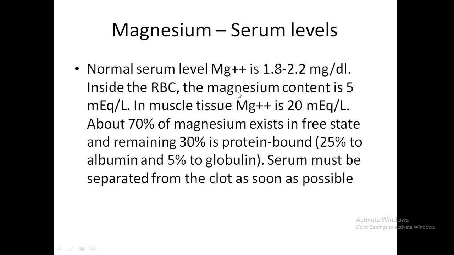Inside the RBC, the magnesium content is 5 milliequivalent per liter, and in the muscle tissue you can see that it increases even more. It's around 20 milliequivalent per liter. Around 70% is in the free state and 30% is protein bound. Serum must be separated from the clot as soon as possible because hemolysis can increase the magnesium levels.